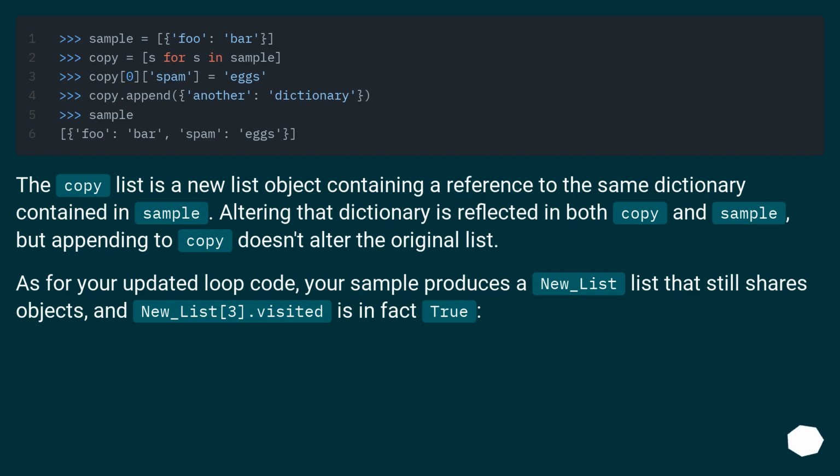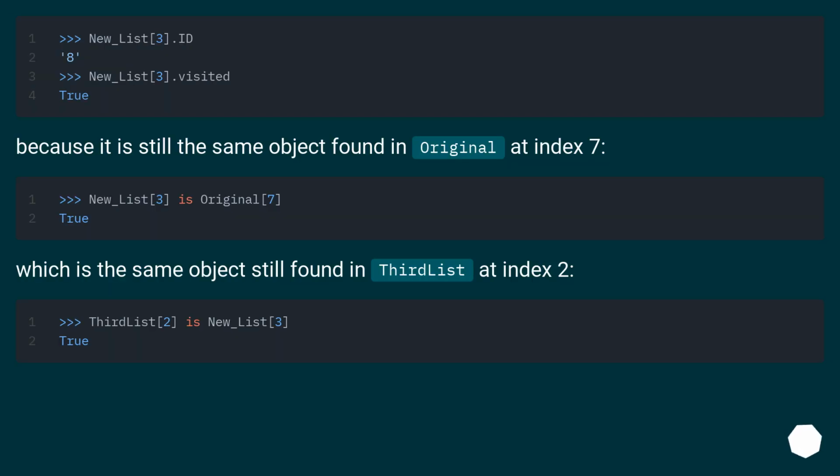As for your updated loop code, your sample produces a new_list that still shares objects, and new_list 3. Visited is in fact true. Because it is still the same object found in original at index 7, which is the same object still found in third list at index 2.